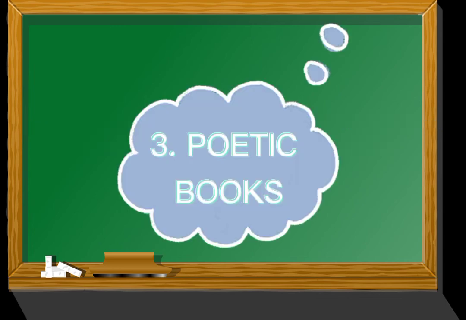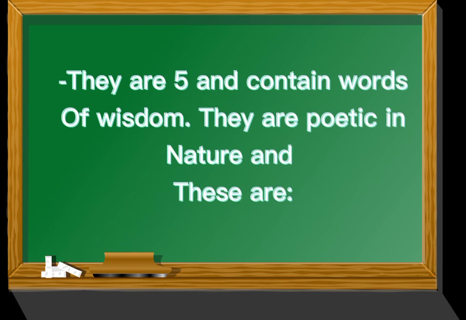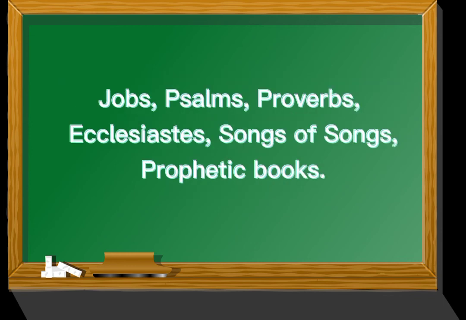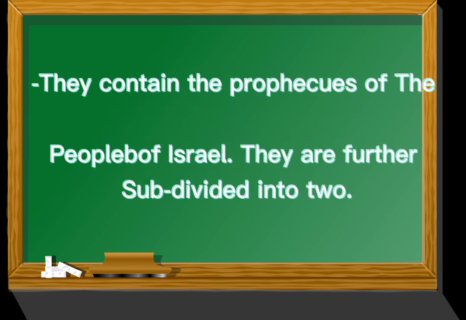3. Poetic books. They are 5 and contain words of wisdom. They are poetic in nature, and these are Ecclesiastes, Song of Songs, and others. 4. Prophetic books. They contain the prophecies of the people of Israel.